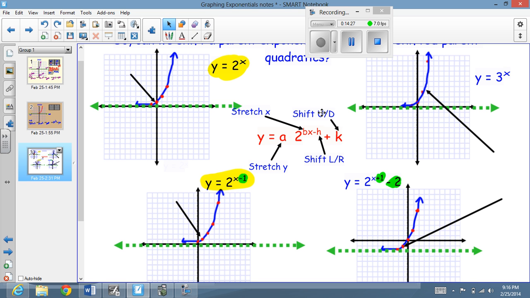Okay? Now, for the sake of what you're going to do in class, you're going to be asked to graph these. And in order to graph these, you need to be able to grab your graphing calculator, plot them, find domain, find range, x, y-intercept, and go from there. Okay?